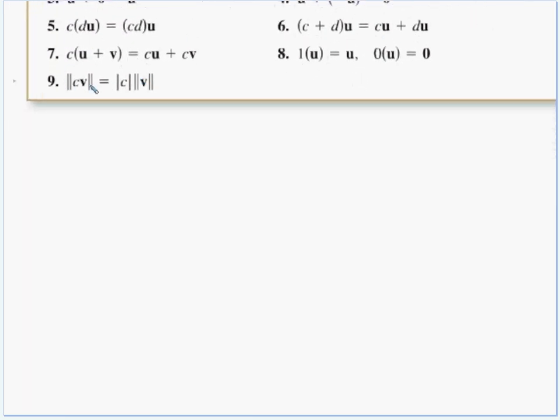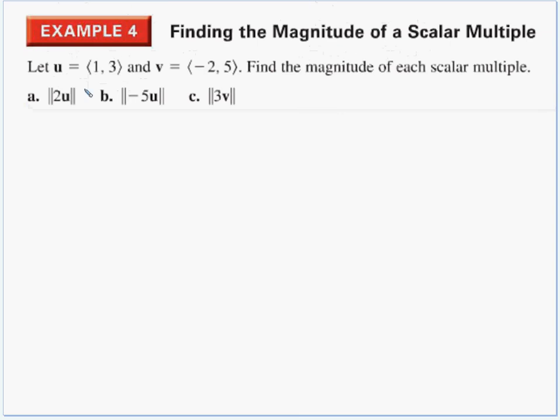This last one is pretty handy for simplifying answers. So this is magnitude, the magnitude of scalar c times vector v. We can, and you'll see how this makes our computations much simpler, pull out that c value here as long as we absolute value it. Leave vector v in there, that's its magnitude, its length, but pull out that c and put it in absolute value bars. And that is going to come in real handy on this example here. u is 1, 3, v is negative 2, 5. Find the magnitude of each scalar multiple. Now here, this is the more inefficient way to do it. 2 times u. We're going to take this vector u here, 1, 3, and we're going to multiply it by 2.